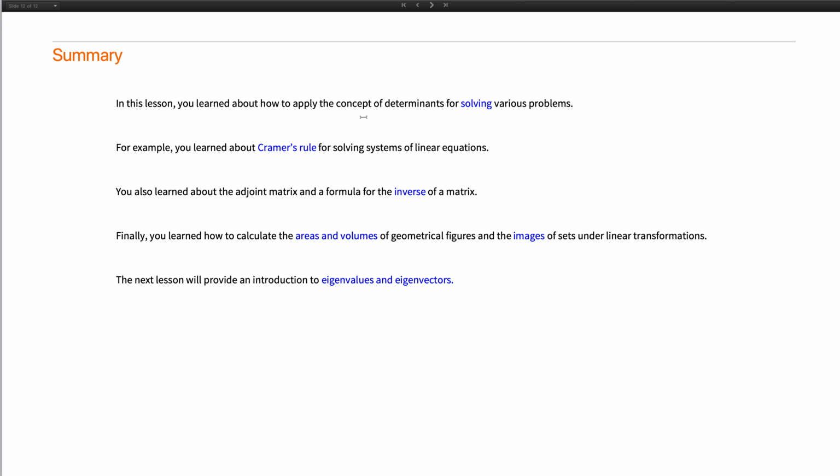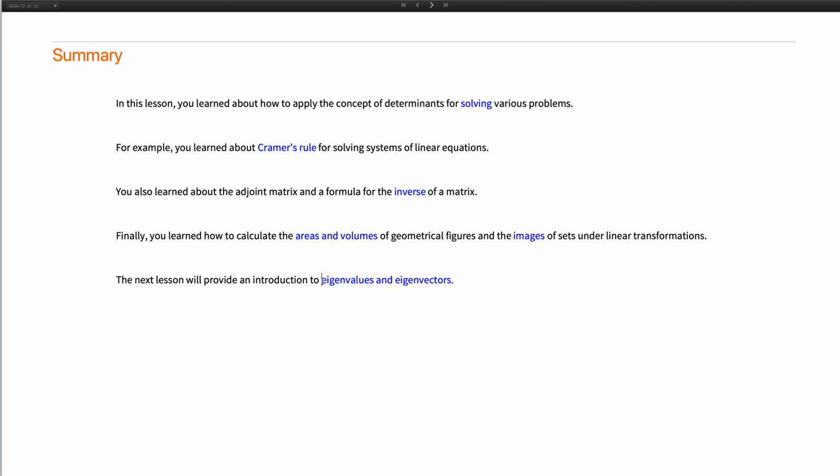We have spoken about lots of applications of determinants, and it's time to summarize. Basically, we have learned to apply determinants for solving various problems. For example, we talked about Cramer's rule for solving linear systems. We talked about finding the inverse of a matrix. We spoke about areas and volumes. And we spoke about the images of sets under linear transformations. So that's the end of the topic of determinants.